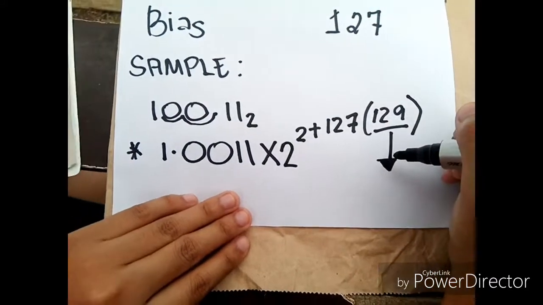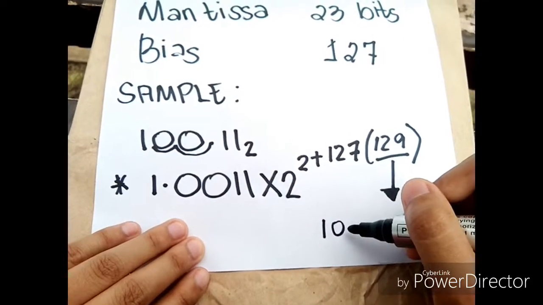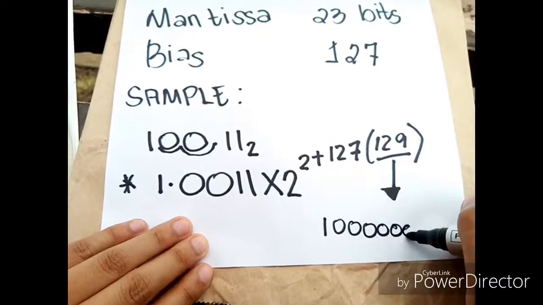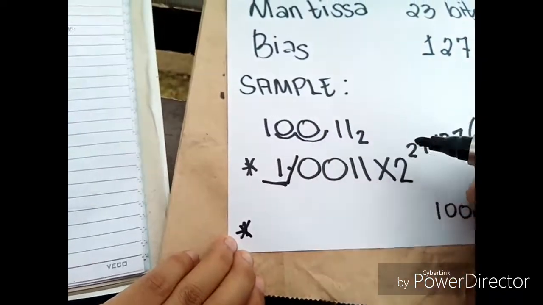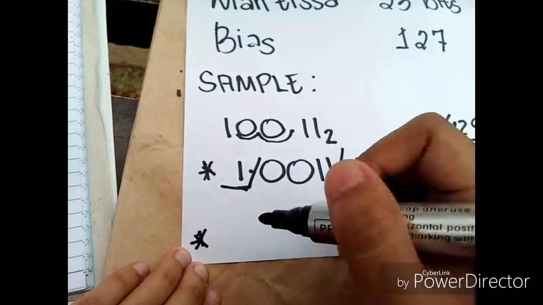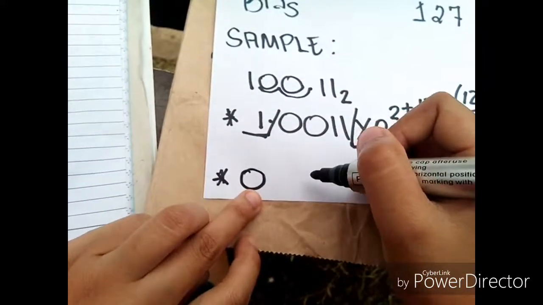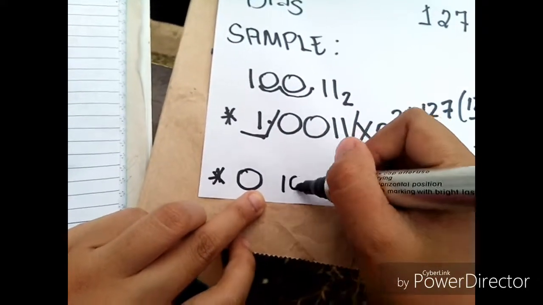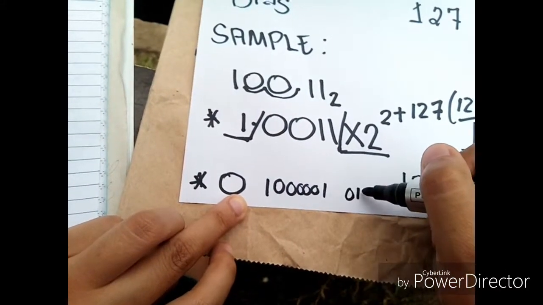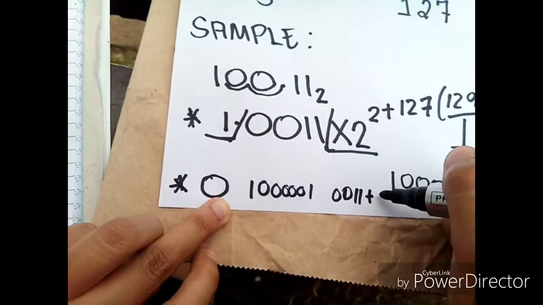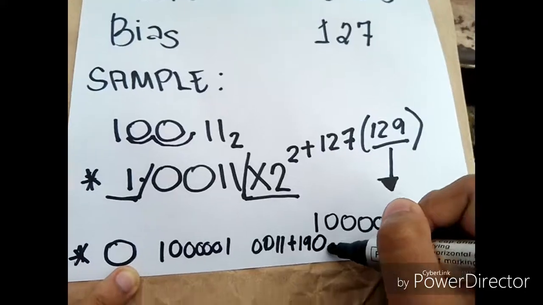So the exponent, just like the binary number, would become 1 0 0 0 0 0 0 1. So that is the exponent. So let's remove the 1 point and the times 2. Since this is an unsigned bit, this becomes 0, then the exponent, and the mantissa 0011. Since we have 23 bits, let's put 19 zeros. So that's the answer.